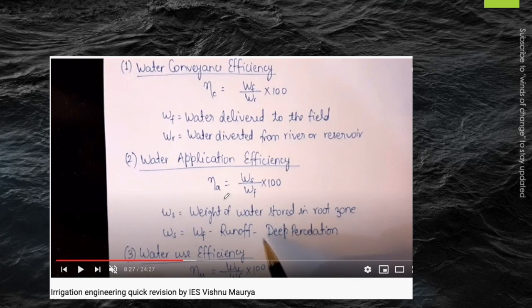In this you can see water application efficiency is given as water stored in the root zone, that is weight of water stored in root zone, upon water delivered to the field minus runoff minus deep percolation, that is the actual water which will be delivered to the field. This was asked in the question.